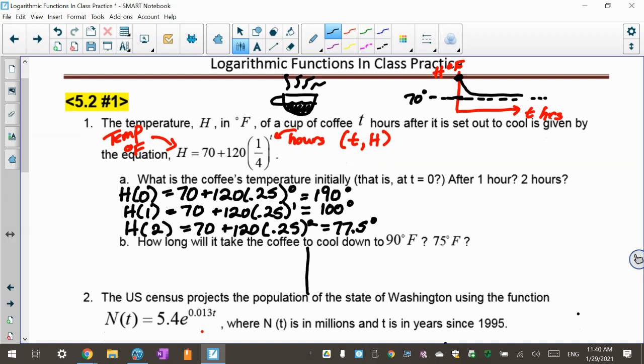So I'm going to bring this up. And I really did not leave myself much room. So if I really want to know when this is 90 degrees, I'm going to put it equal to 90 degrees. And my formula is 70 plus 120 times 0.25 to the t. Then they want to know when it's 75 degrees. So I'm going to do the same thing here.